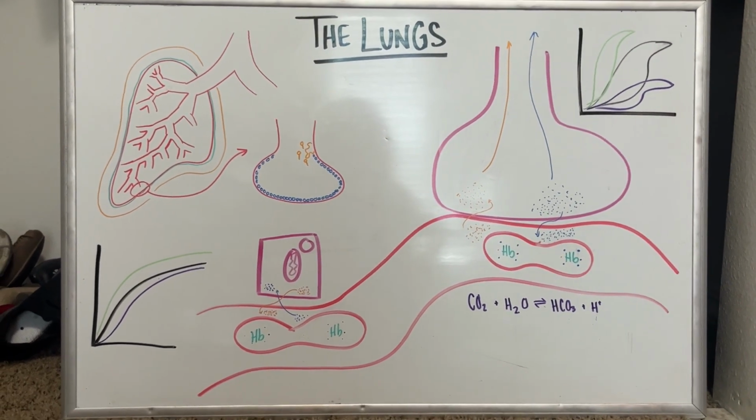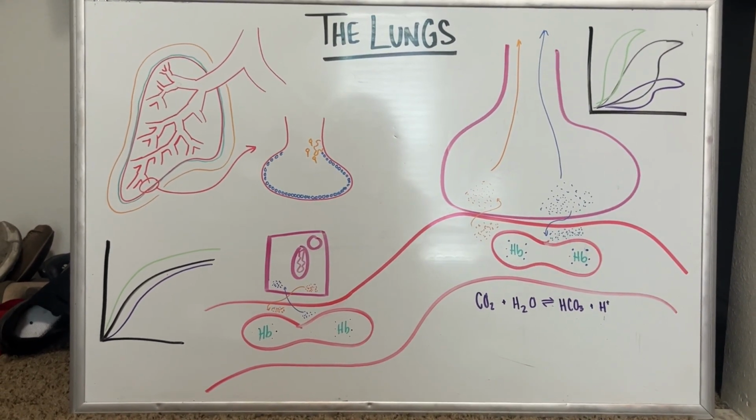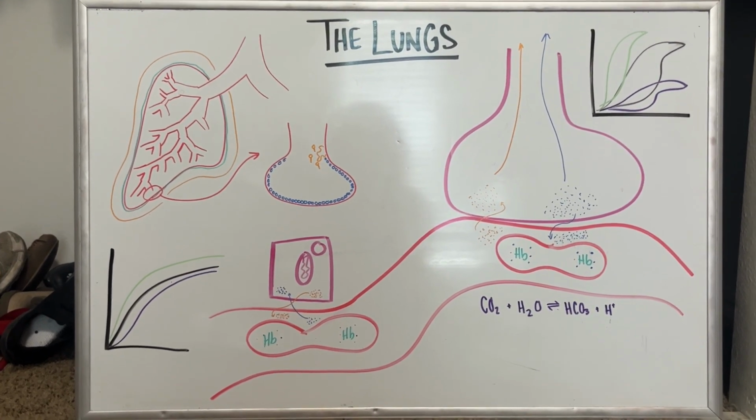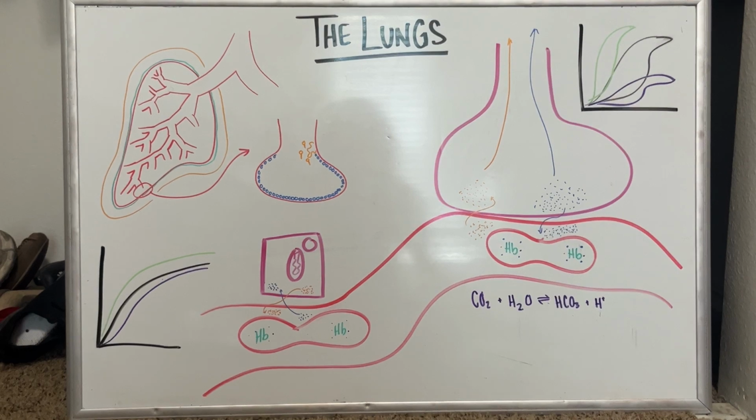We talk about surfactant, surface tension, and Laplace's law. Surfactant defined: that's a detergent-like substance secreted by type 2 alveolar cells within the alveoli. It's essential for adequate ventilation.